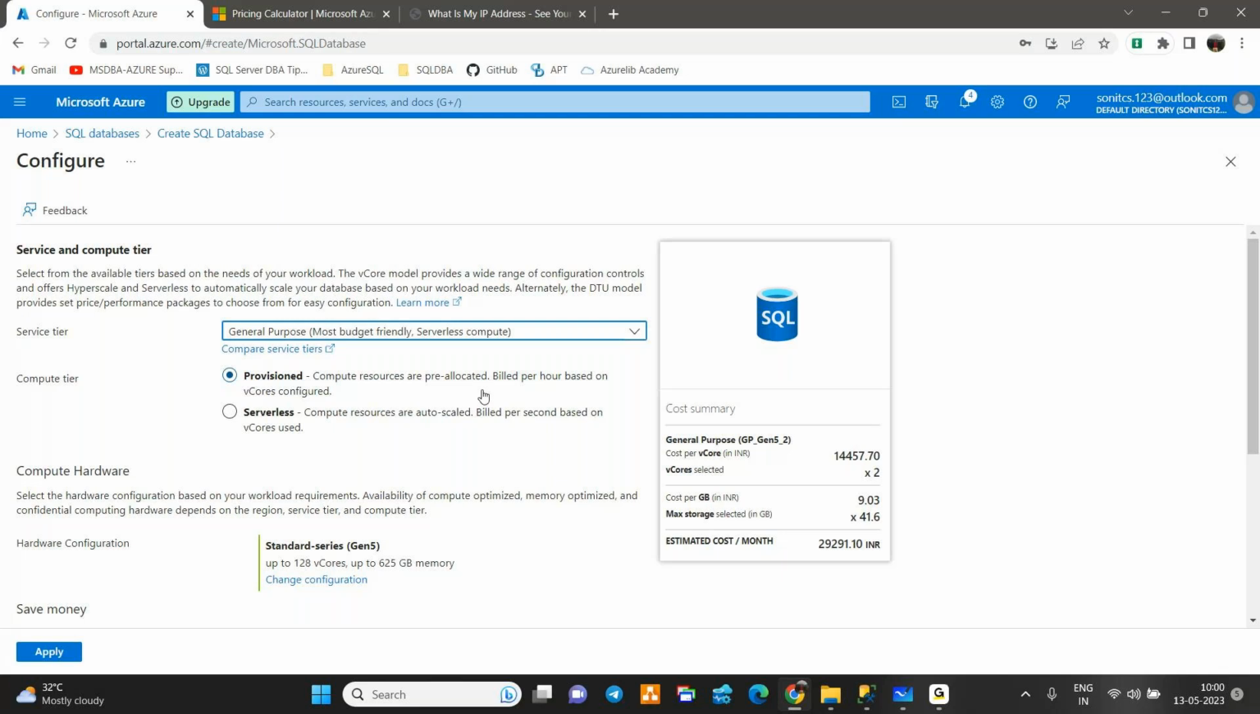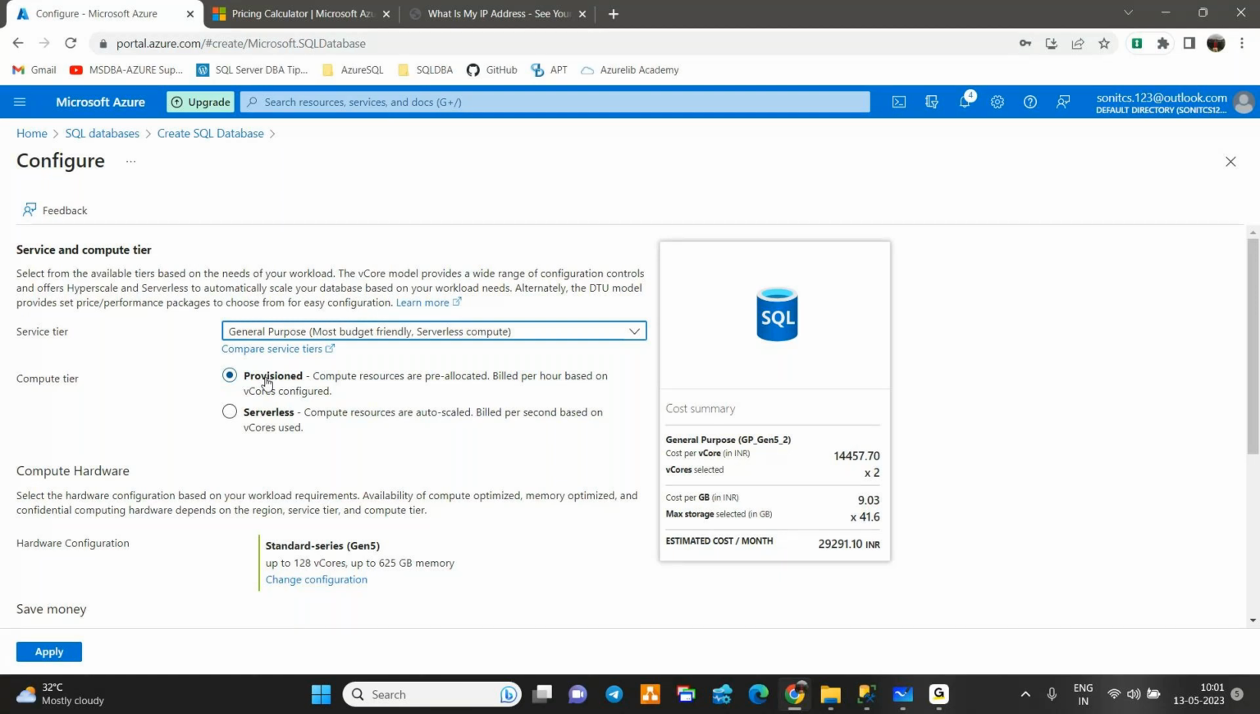But when you go for serverless, that will work in a different mechanism. We'll see. First, let me deploy provisioned. Under provisioned, the CPU and memory will be pre-allocated to your database. No one else can access those resources. Only you can access them when you go for provisioned.